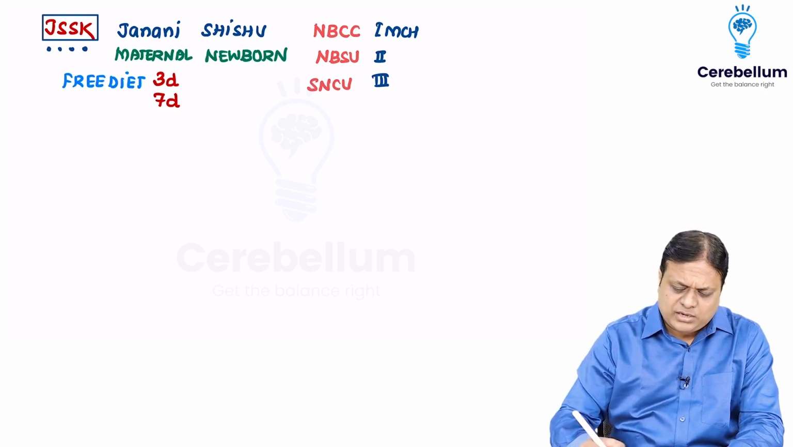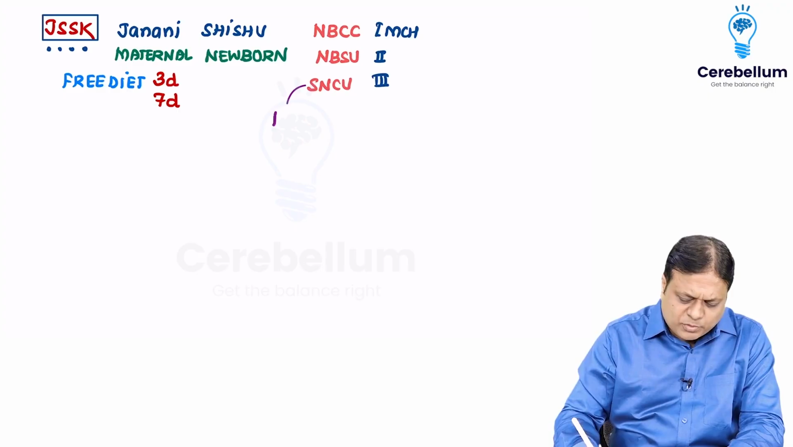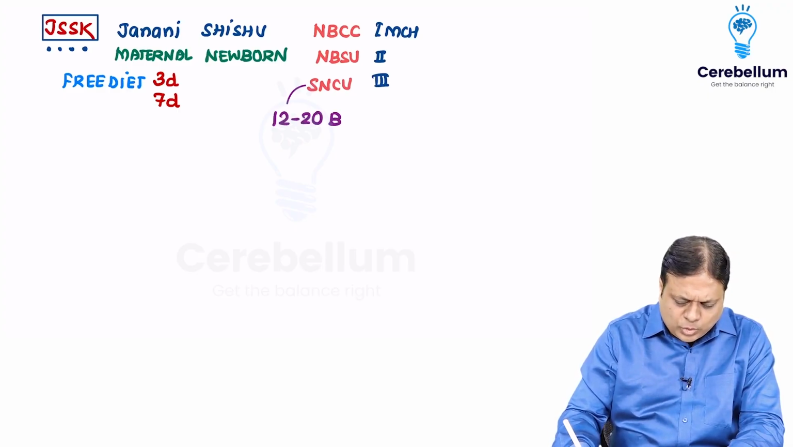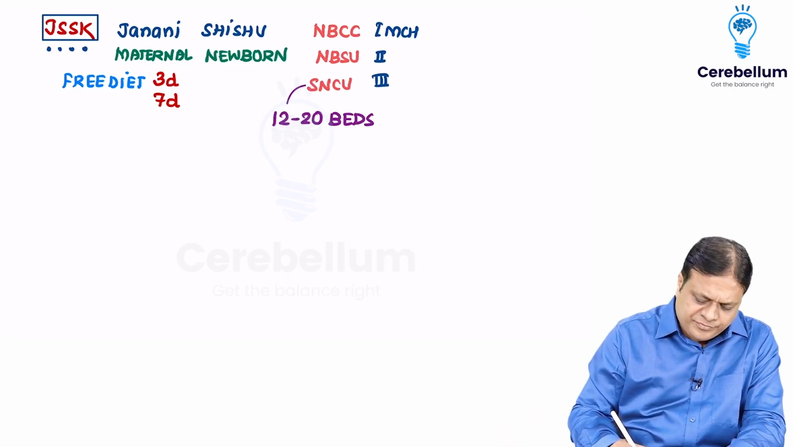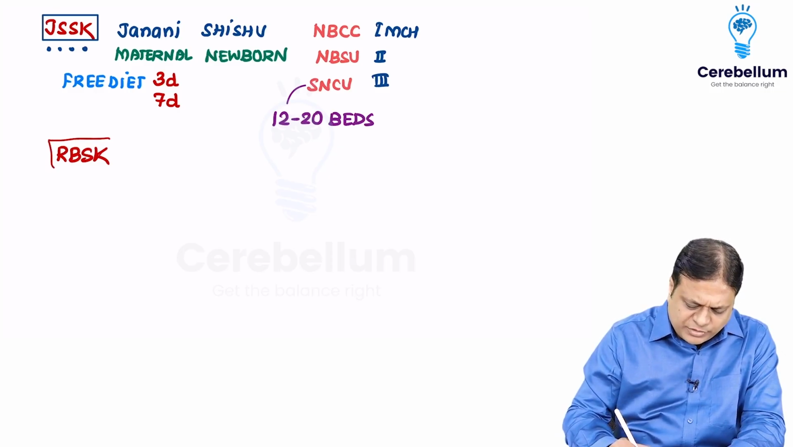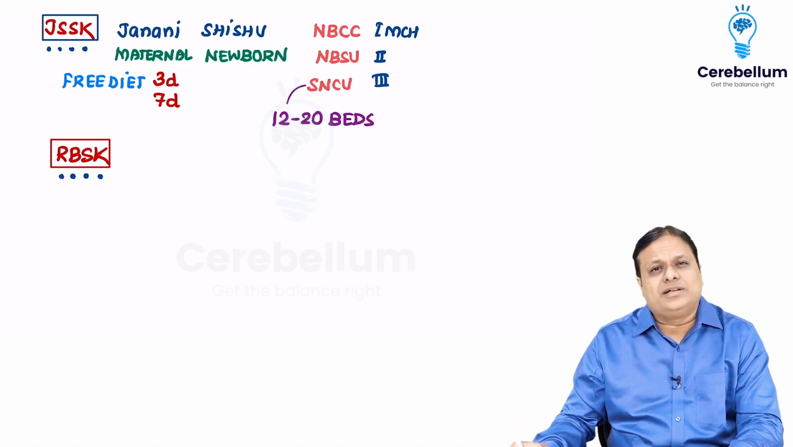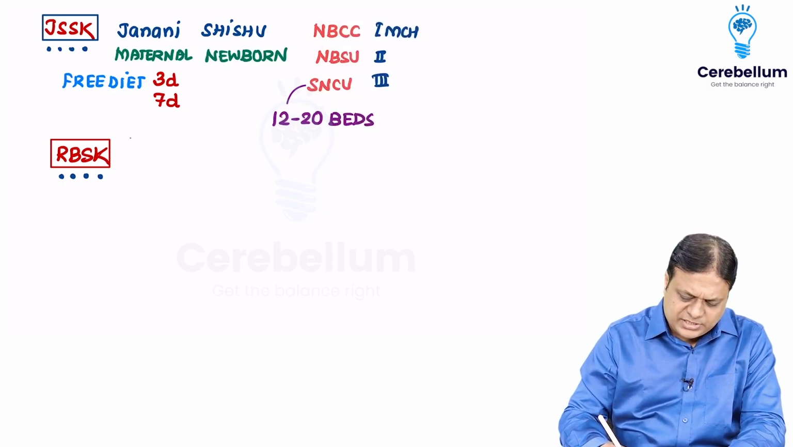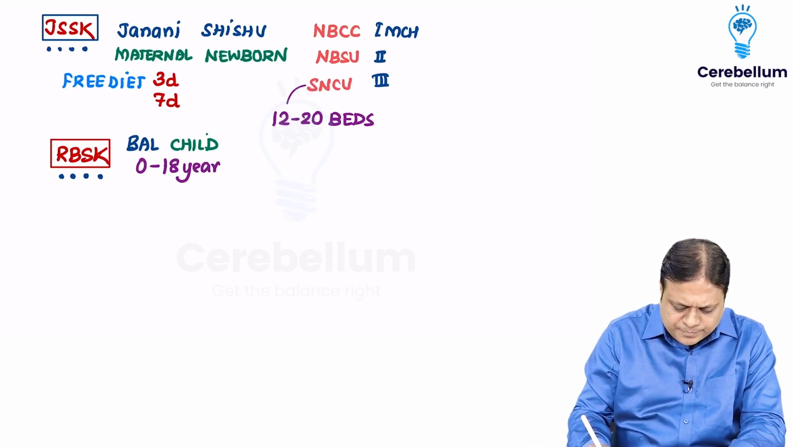When we look at total number of provision of beds at specialized newborn care unit, there is a provision for total 12 to 20 beds under this strategy. Then we have RBSK. Now, what is this RBSK program of India? This is Rashtriya Bal Swasthya Karyakram. So, target beneficiary is Bal. Bal means child, and child in Indian program is 0 till 18 years of age.